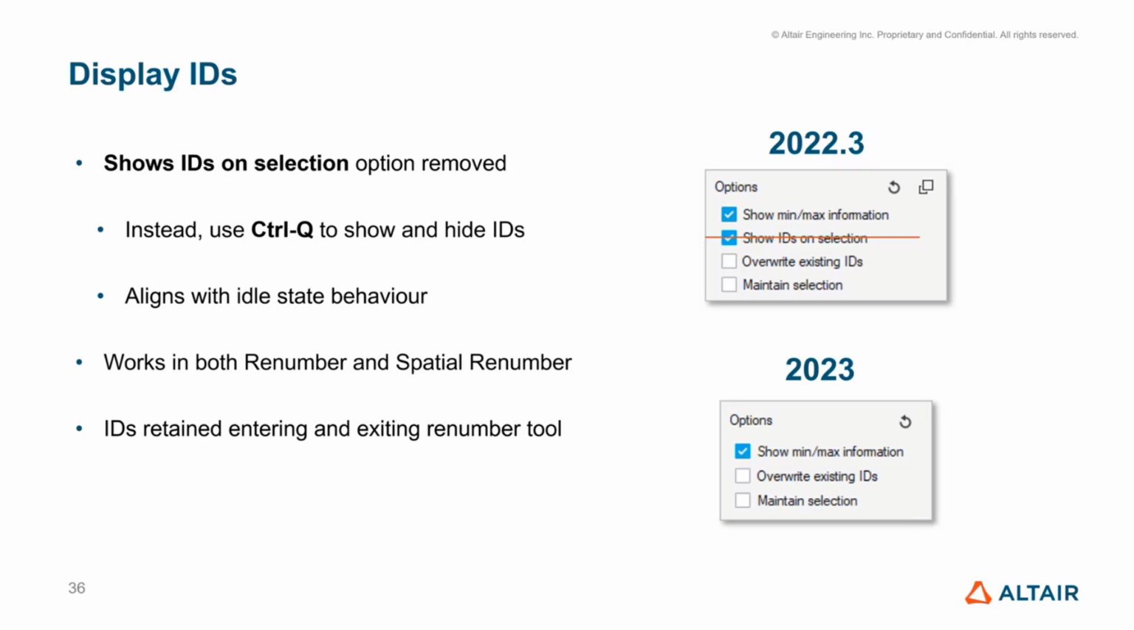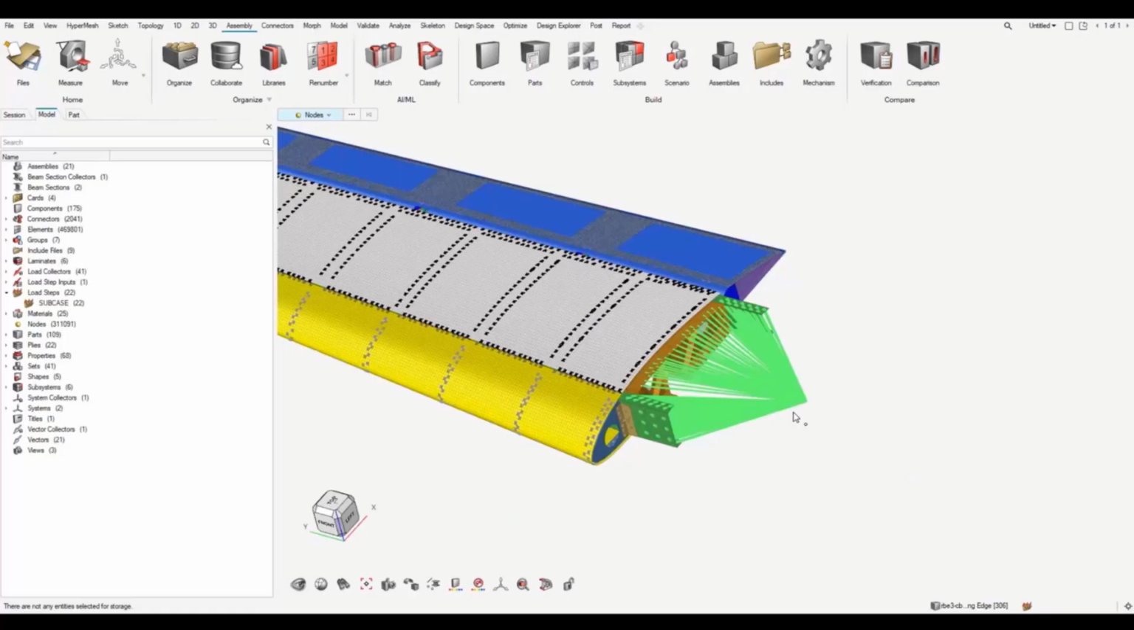This option was there in 22.3 when in idle state, but in Renumber there was a secondary conflicting mode that was just for the Renumber tool. So we've removed the custom Renumber one, and we've now got this consistent mechanism regardless of where you are in HyperMesh. The old method had some issues where, for example, if you went into Renumber with some IDs displayed, you renumbered them and then exited the tool, it would turn off the IDs because you'd been in Renumber and were using a different display method. So now we've got this consistent method regardless.